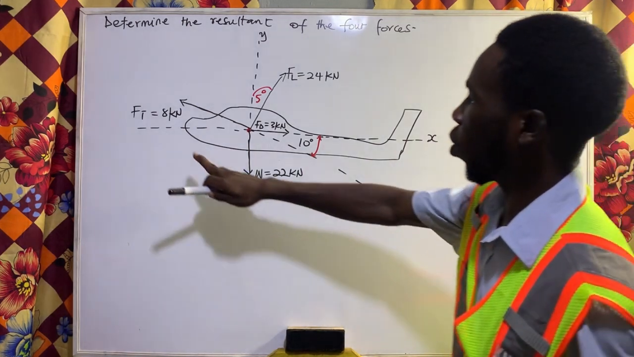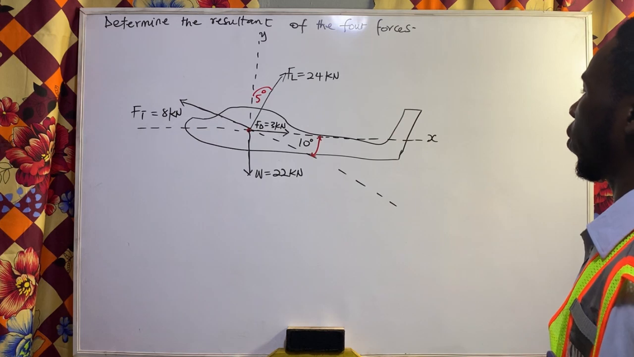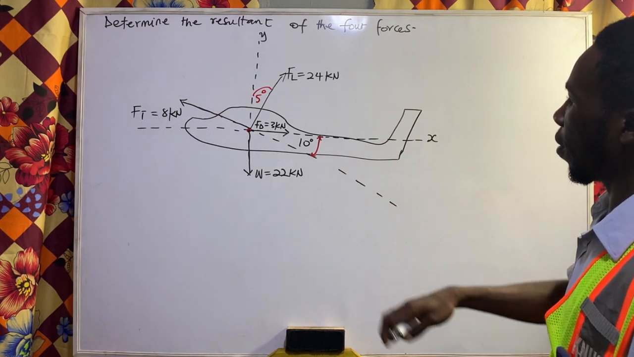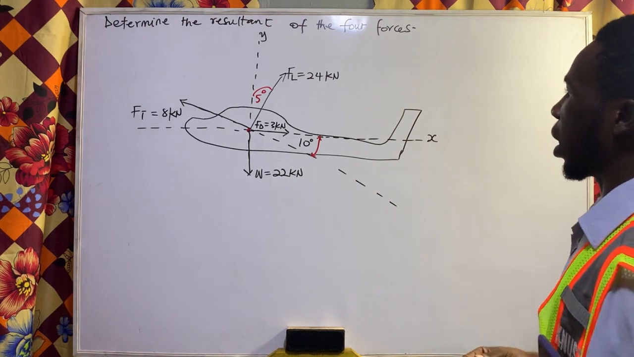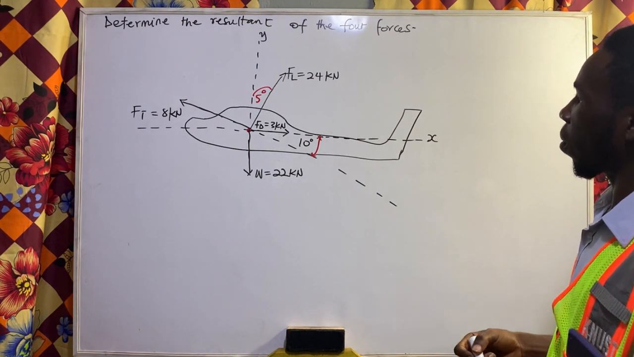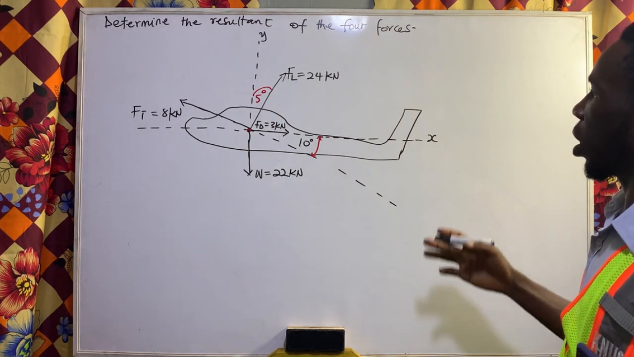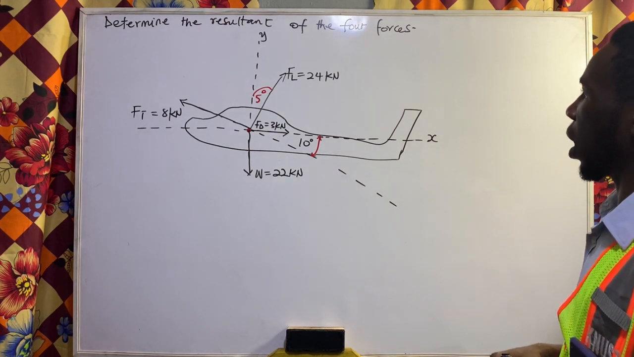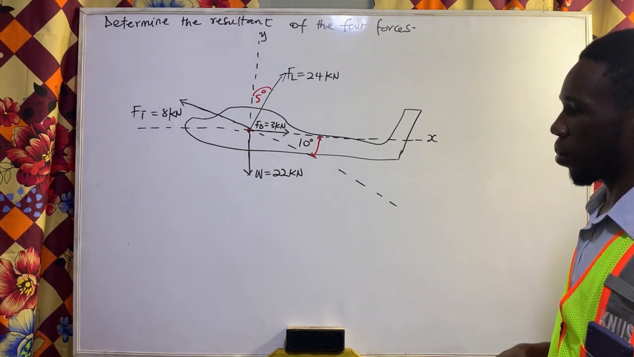We have the thrust force, which is 8 kilonewtons. We have the lift force, which is 24 kilonewtons. We have the weight force, which is 22 kilonewtons. And then we have the drag force. Okay, so we are to determine the resultant of these four forces acting on the plane. So let's look at how you are going to do this.